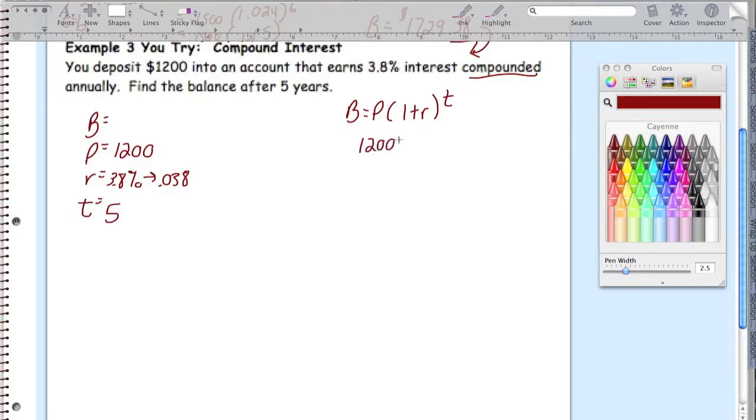So 1,200 times 1 plus 0.038 times 5. So I'm going to go ahead on this one. I'm just going to multiply straight across. The calculators that we have at school will allow you to just type in everything across on your screen. The way I did it above is if you don't have the scientific calculators we're using at school and you're using one that's more basic, then you'll want to follow order of operations on your own. But for our purposes, just type all of this in, multiply it together, have your calculator do the work.